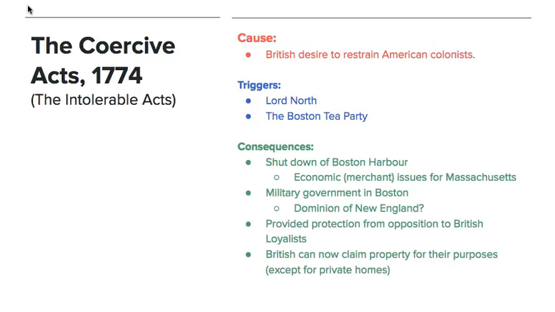The consequences were dire for the people of Massachusetts: pretty much the shutting down of Boston Harbor, the military government in Boston, the provision to loyalists to seek protection from the British government when they felt oppressed, and also the British ability to claim Boston property for their own purposes, mainly to house standing armies.